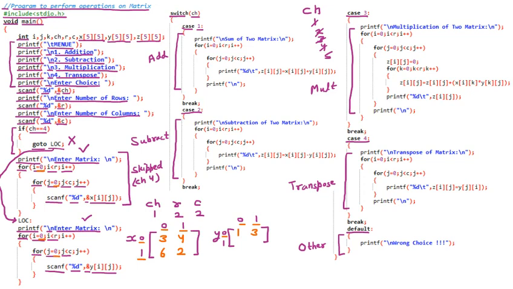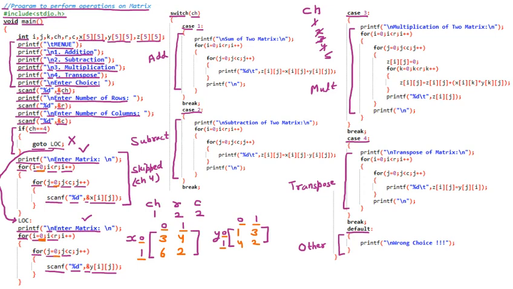Condition will be false, i will increment, so the value of i will be 1. Now here at 1 0 we are entering a number, let us suppose 4. Afterward j will increment, so at 1 1 we are going to enter a number, let us suppose 2. So this way we have entered two matrices. Matrices means 2D array.